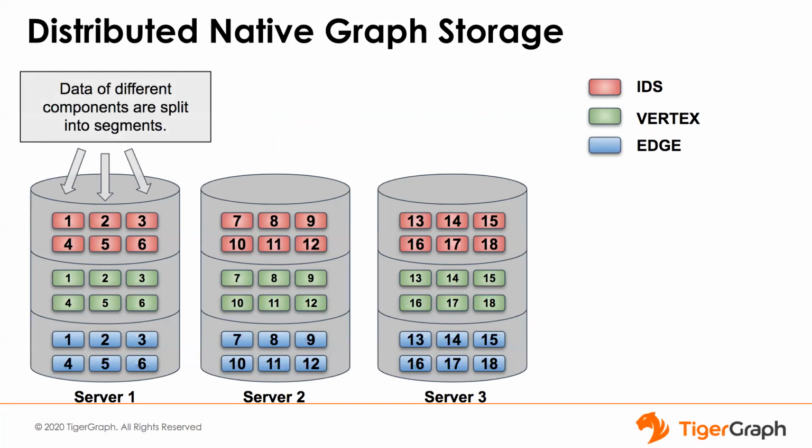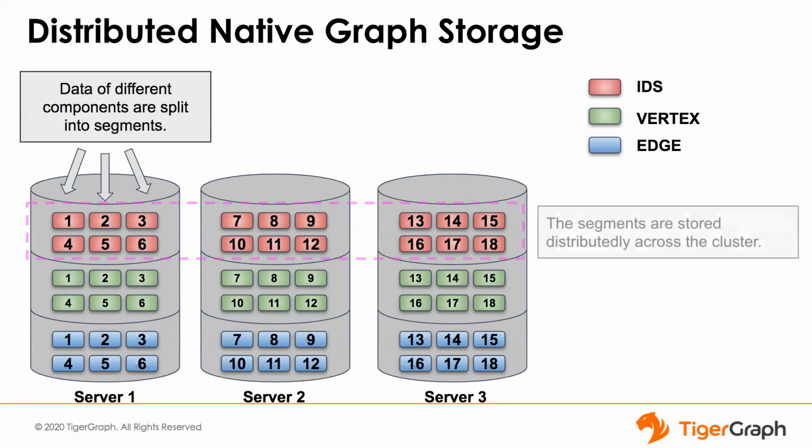Each of the different components of the data is split into segments. So it's not just one big chunk of data; they are split into small pieces, so that we can run parallel processing on them. And the next is that the segments are stored distributed across the cluster. So we cut the big chunk of data into small pieces, and then we store the small pieces across the cluster in a distributed way. Like in this case, each server will store 6 segments, right? And they are all different segments on different servers.